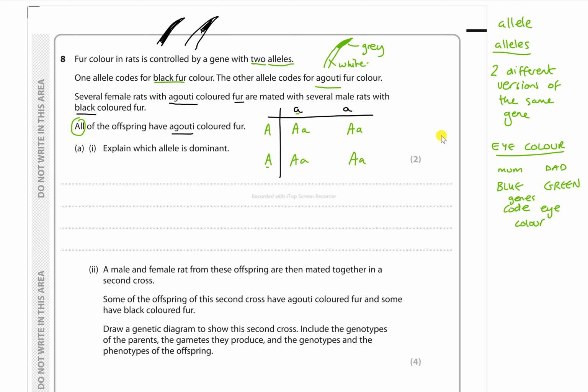So that means, so bear this in mind, I've never heard this word before, agouti. You learn something every day. This agouti must be the dominant allele.